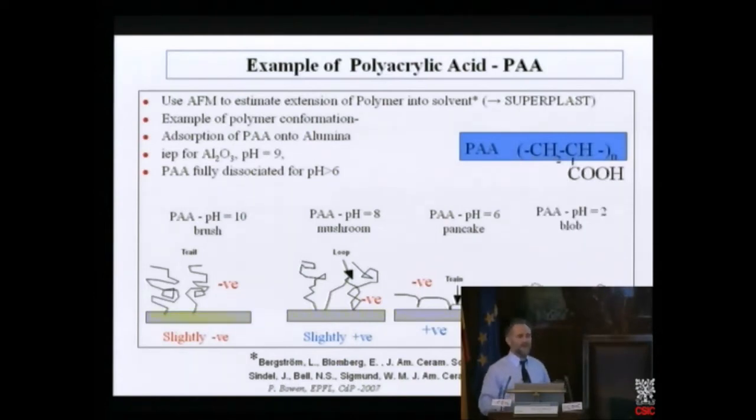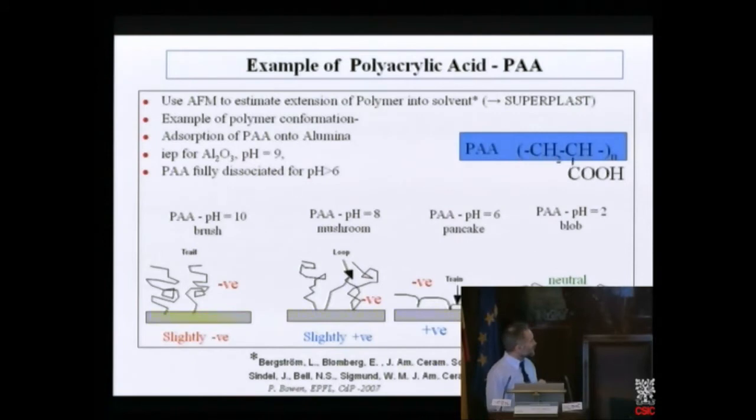At pH 2, polyacrylic acid does not like water. It's not dissociated, it really does not like water. So you form these blobs, a very tight polymer blob.